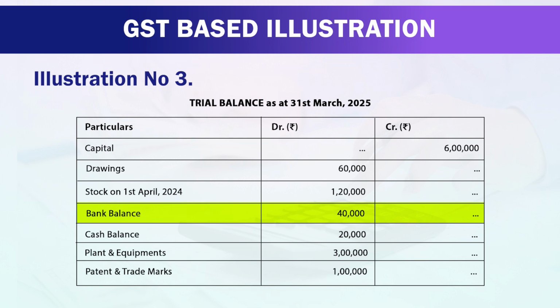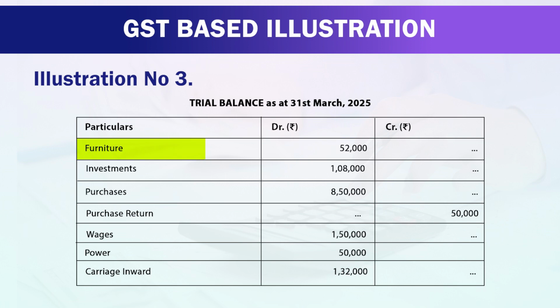Then we have bank balance, that is in the balance sheet asset side, cash balance asset side of balance sheet 20,000 rupees, plant and equipments 3 lakh in balance sheet asset side, patent and trademarks 1 lakh asset side balance sheet, furniture 52,000 asset side balance sheet, investment 1,08,000 asset side in balance sheet. We have purchases of rupees 8,50,000 debit side of trading account. Then we have purchase return of rupees 50,000 to be deducted from our purchases to arrive at net purchases.